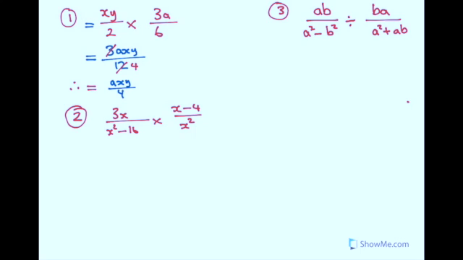Now this next one, we do the same thing, okay? So I'm going to go 3x times x minus 4, x squared minus 16 times x squared. But now I see an opportunity, okay? I can cancel this x with one of the x's down here. But also look at this, and hopefully you've seen it before I even talk about it: this is a type of difference of squares.